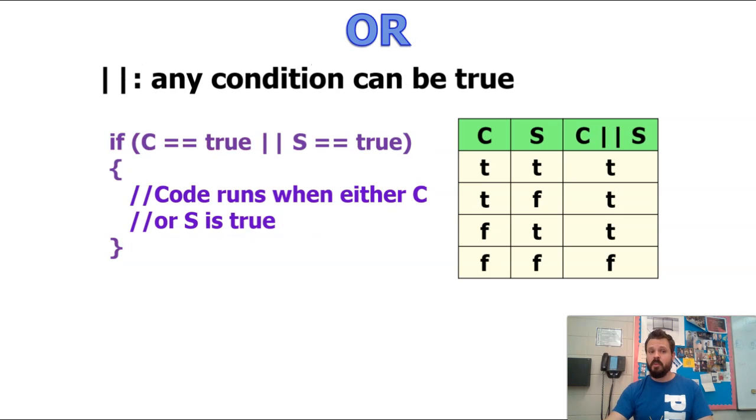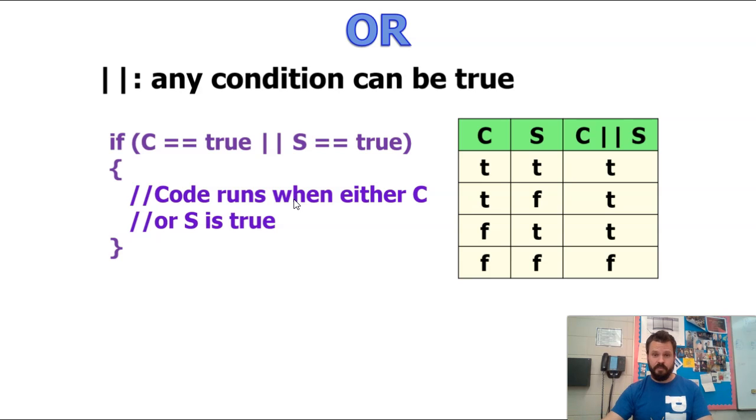All right, we can also talk about one condition or the other one being true. That's our OR operator. That is the double whatever these signs are called. I have no idea. It's above the enter key, below the backspace key when you hit the shift. Whatever those vertical lines are called. And these will be true when either condition is true. So again, if we evaluate if C equals true or S equals true, this code will run if one or the other is true.